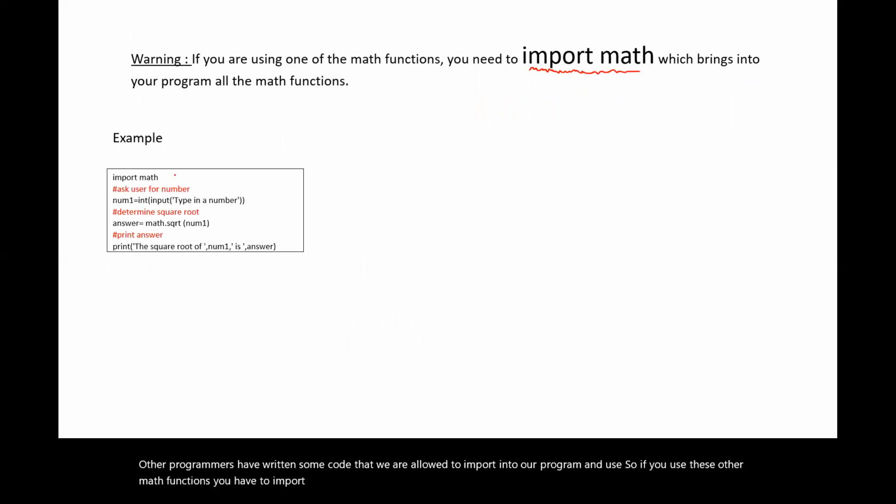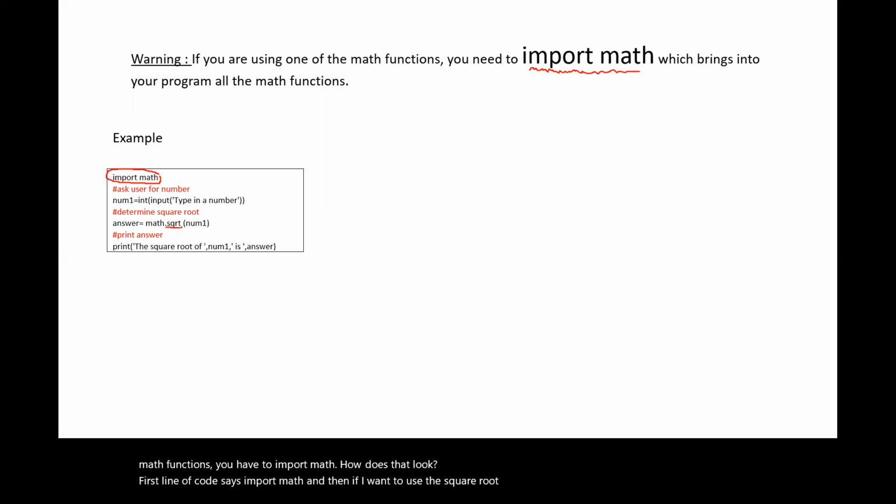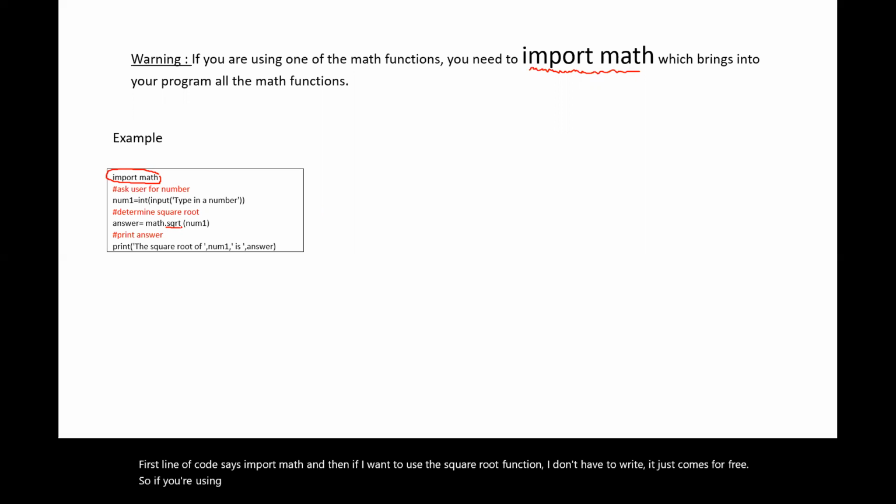How does that look? First line of code says import math. And then if I want to use the square root function, I don't have to write it. It just comes for free. So if you're using the more intense math functions, as in something other than add, subtract, multiply, divide, and exponents, you have to import math first before you use it.